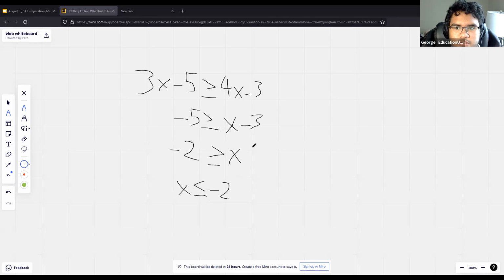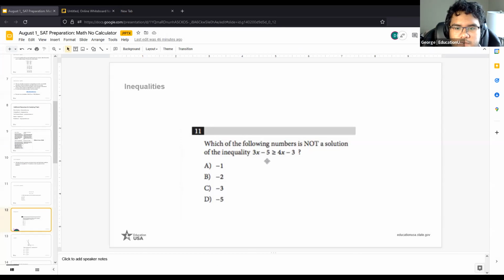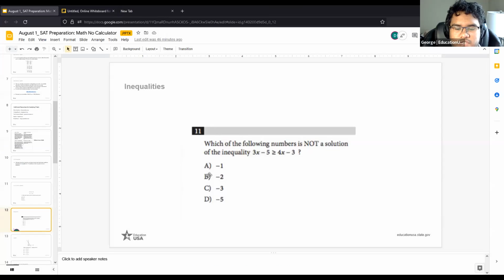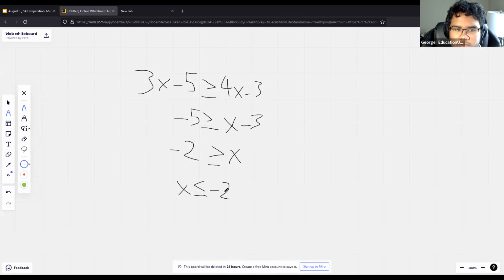In the original question, it was asking which value of x is not a correct solution of the inequality. It shows a series of options asking which one's not a solution if you substituted it for x. Based on the answer, x is less than or equal to -2. That rules out B, C, and D. B is equal, so it fits the inequality. -3 and -5 are both less than -2, but -1 is greater than -2, so it's not a correct solution, and that's the answer for the question.